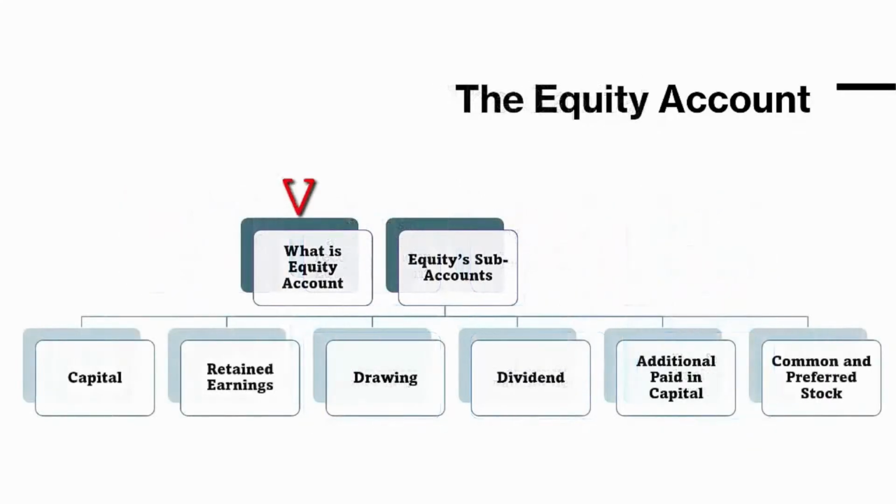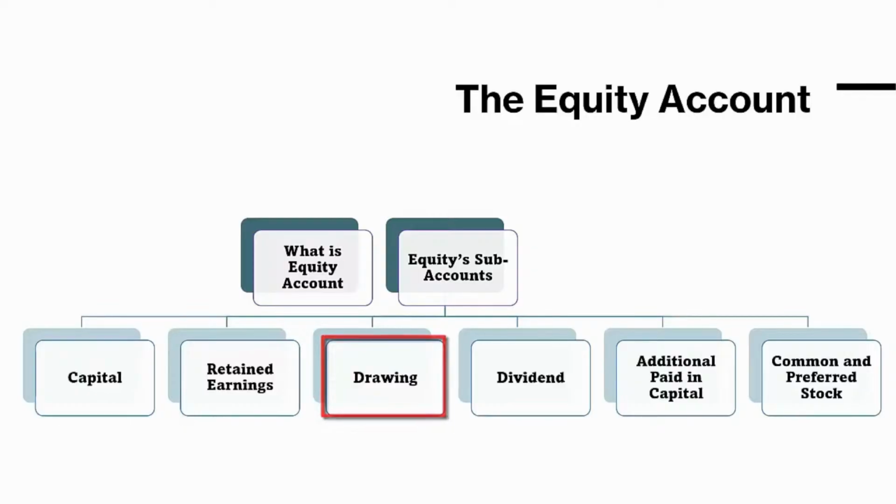Accounts under equity. Equity represents the owner's stake in the business, and it includes more than just capital. Let's look at the other key accounts that fall under the equity category. 1. Capital account. This is the primary account where the owner's investment is recorded. 2. Retained earnings. Retained earnings are profits that the business has made over time and has decided to keep rather than distribute to owners. It's like a savings account for the business and can be used for future investments, growth, or paying off debts.